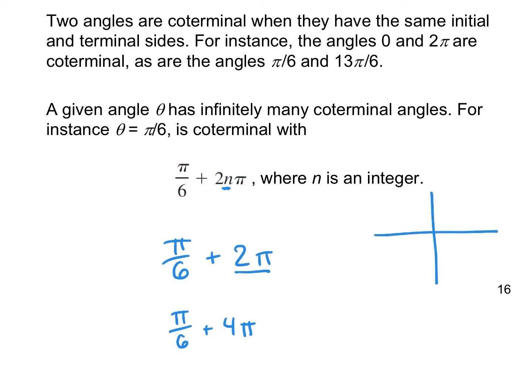So pi over 6 is about 30 degrees here. This is our initial side, that's our terminal side, and this is our angle here, pi over 6. That is coterminal if I go around all the way once, so that's 2 pi going around once, and pi over 6 more. I could go around twice, 1, 2, and pi over 6 more, and that's coterminal also. So you just add 2 pi, and you can get a coterminal angle.